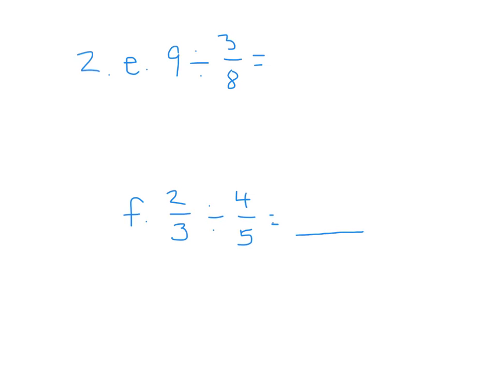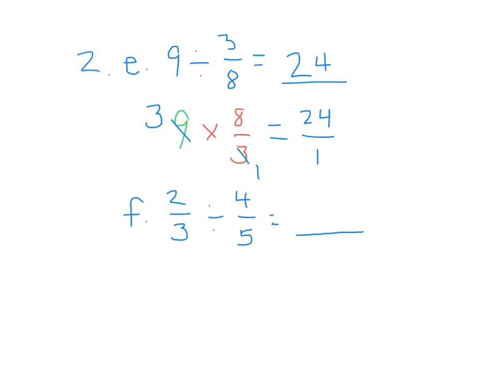2E, I have 9 divided by 3/8. So I'm going to copy the 9. I'm going to change divide to times, and I'm going to change 3/8 to its reciprocal, 8/3. I can reduce before I multiply. 9 will become 3, and 3 will become 1. So 3 times 8 is 24 over 1. So my answer is 24.